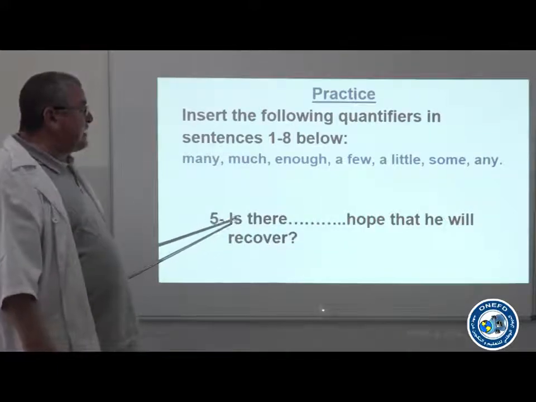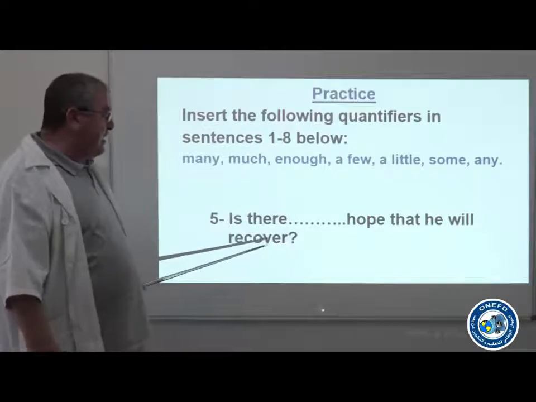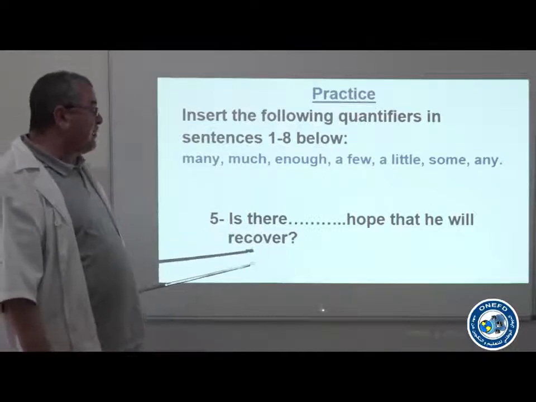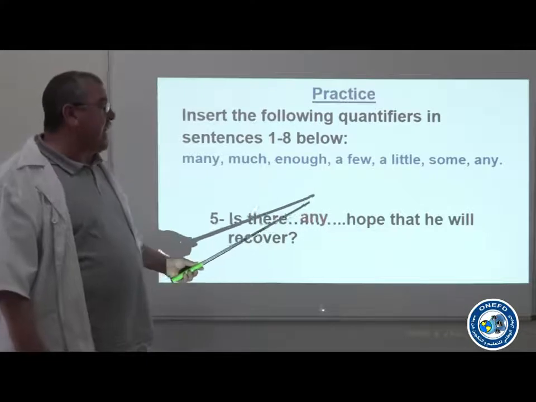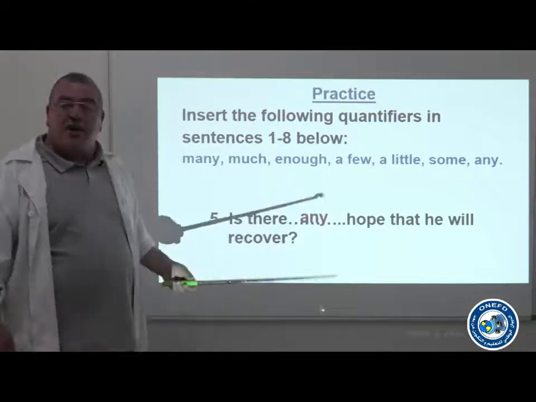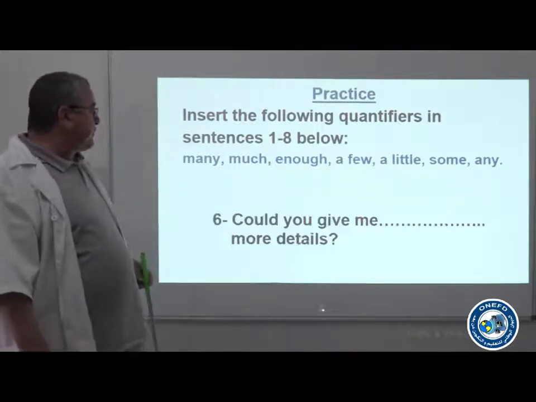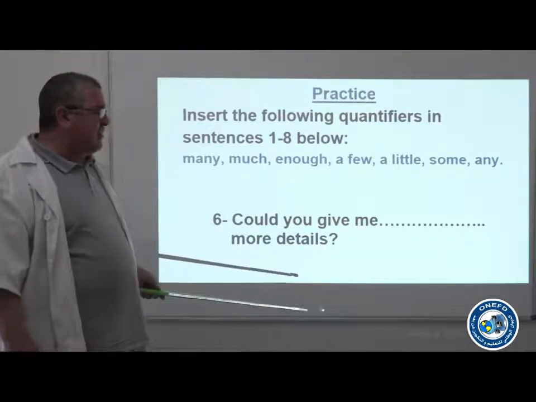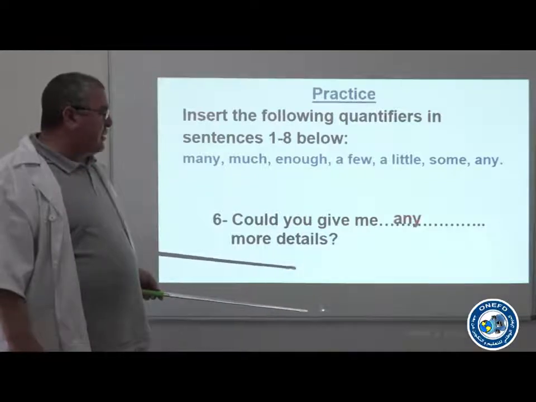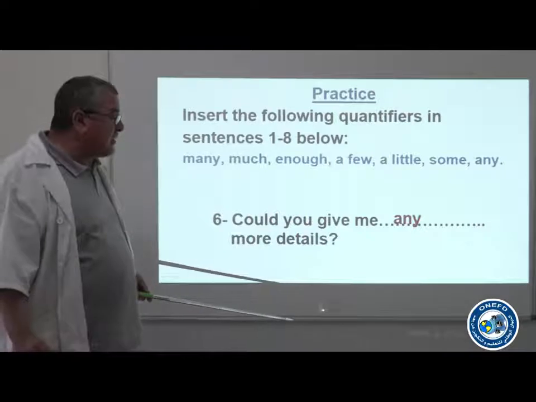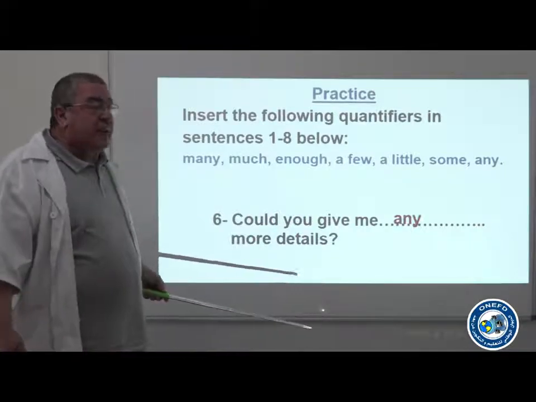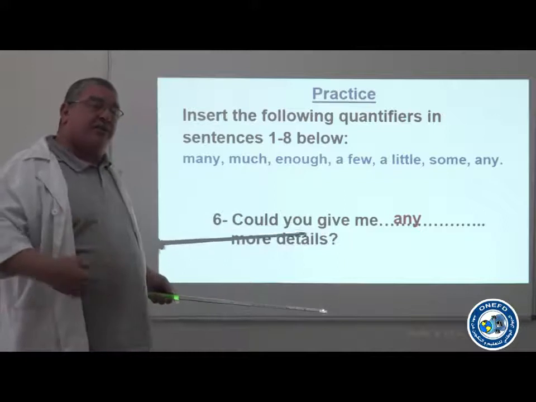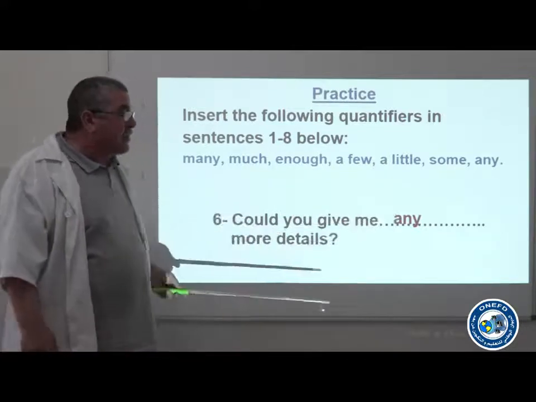Following sentence, is there hope that he will recover from a disease? Is there any hope? Is there any hope that he will recover? Sentence C, could you give me more details? Could you give me any more details? That is, you have some details, but you don't have the good number of details. You are asking for more details. Could you give me any more details?